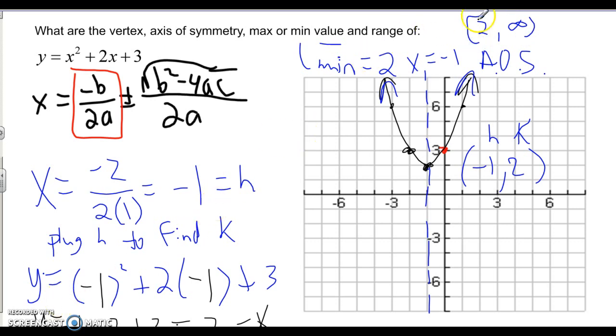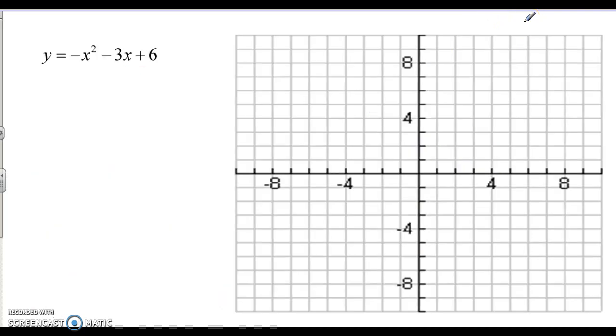So the range is all the possible y values. It goes from a low of 2, that's the minimum value, to a high of infinity. So lower bound, upper bound. Okay, so let's try this one more time, make sure we're getting it.